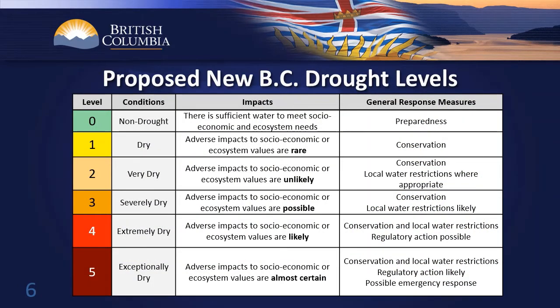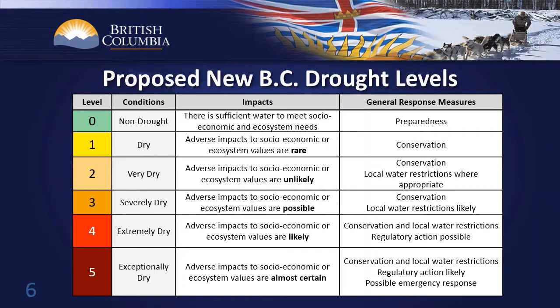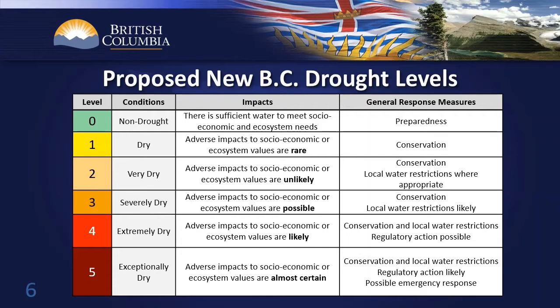The proposed new drought levels for BC mirror the North American Drought Monitor, ranging from 0 at the lowest end of the scale up to 5 at the upper end for a total of 6 categories and similar corresponding terminology. By rebranding the lowest level of the scale to 0, we hope to better communicate and represent when conditions are average or wetter than average.